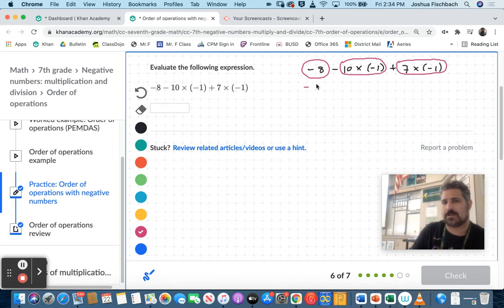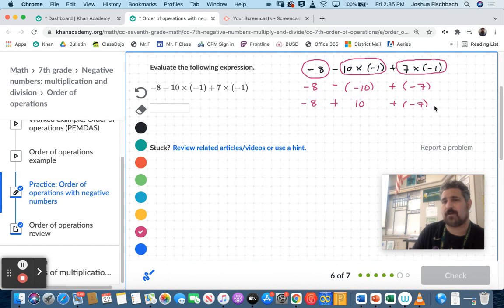Well, negative 8 is just negative 8. That's easy enough. 10 times negative 1, positive times negative is negative. It's going to be negative 10. So you're going to take away a negative 10. And then 7 times negative 1, positive times negative is a negative. So this is going to be plus negative 7. Okay. Now, in this situation, you've got subtraction. I like to rewrite my subtraction as addition. So this becomes negative 8 plus the opposite of negative 10, positive 10, plus negative 7.